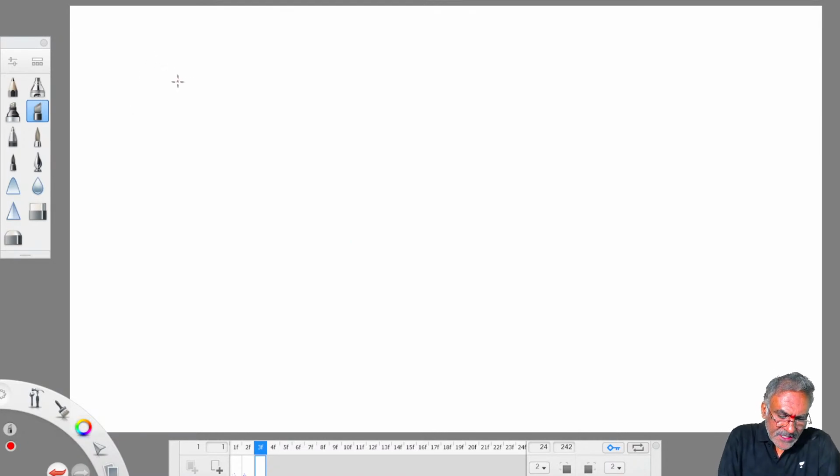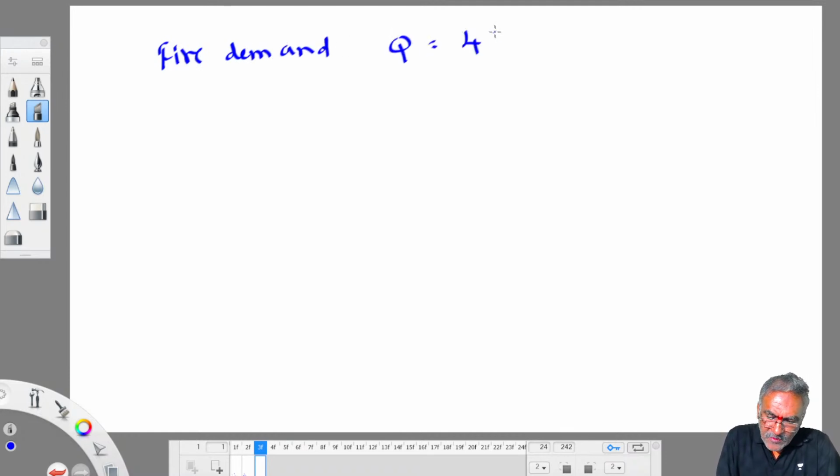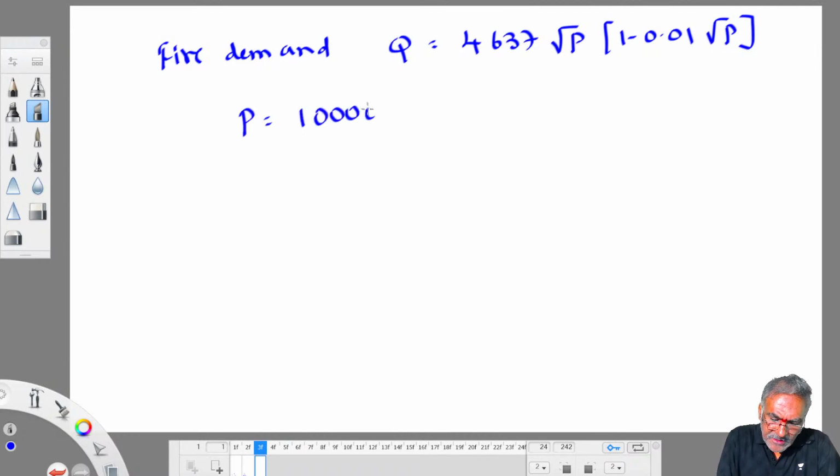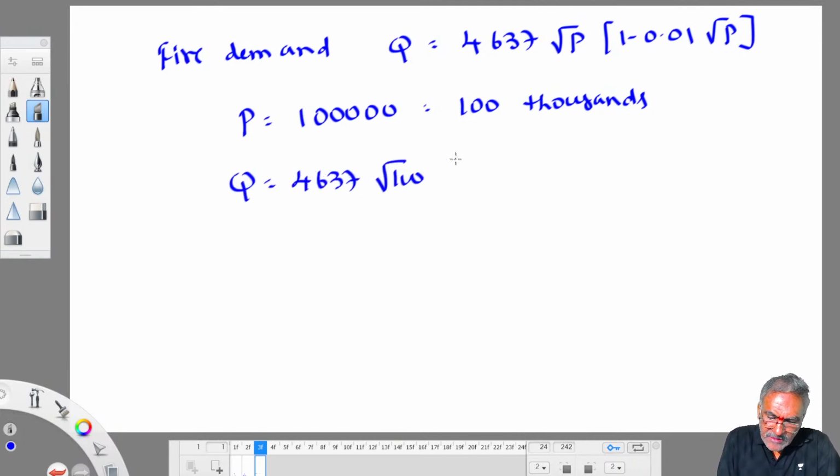Okay. So fire demand in LPM is equal to, first let us work out fire demand in LPM by National Board of Fire Underwriters formula. Then we will work out fire demand using the National Board of Underwriters formula, which is Q = 4637 root P into (1 minus 0.01 root P). Where P is given as 1 lakh population. So 1 lakh is equal to how many thousands? It is 100 thousands, because we need to substitute this value in thousands. So therefore Q is equal to 4637 into root 100, into (1 minus 0.01 into root 100).